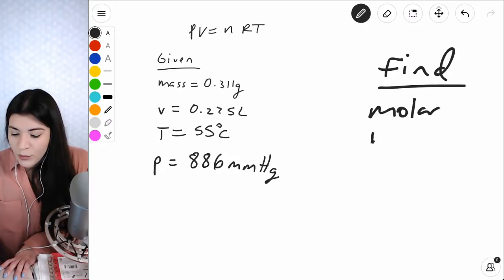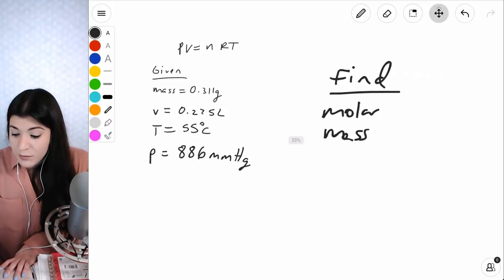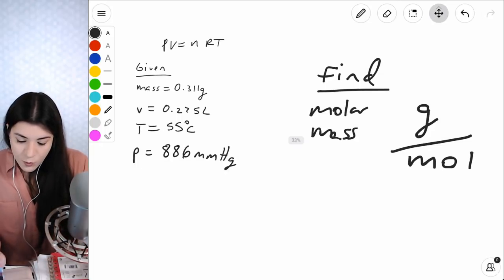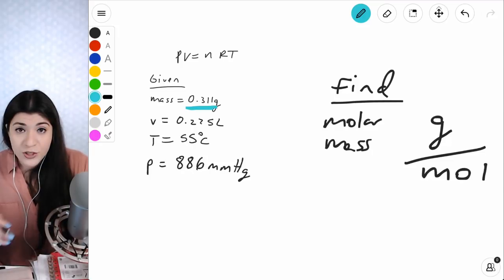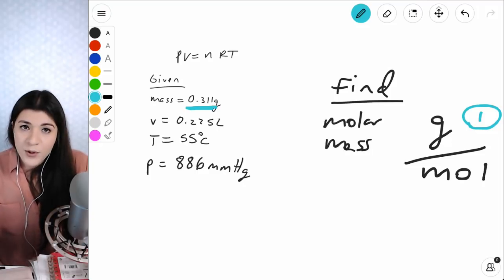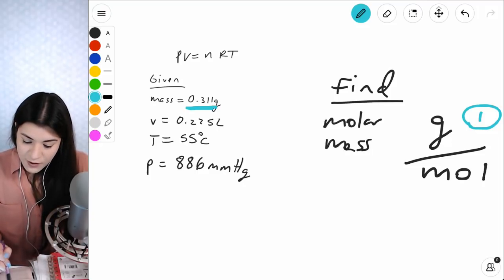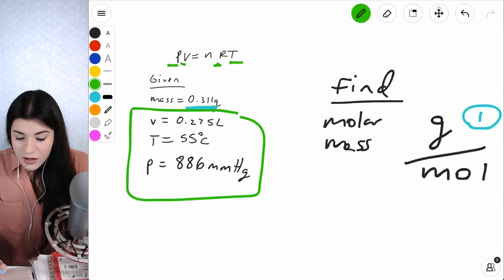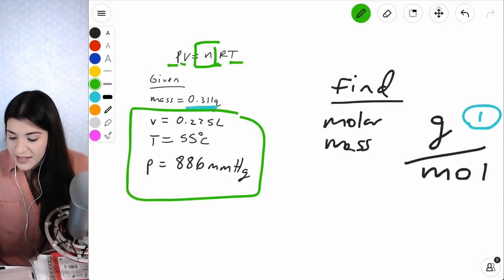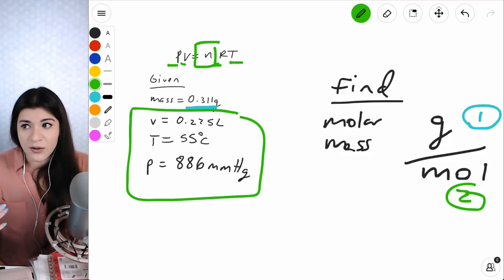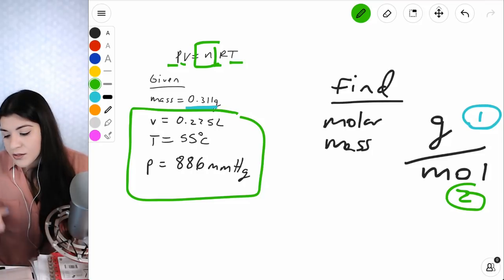Just to remind you, molar mass is referring to grams divided by moles, okay? So let's go back to what we're given, and we're already given that grams portion, so this first part is done. There's no need to do anything with that grams. You don't have to change it to moles. Instead, with all the other information that we have, we're going to plug it into PV equals nRT, and the only thing that we don't have is the moles. So we're going to find the moles, and then at the very end, we're going to divide the grams that was initially given by the moles that we found using the ideal gas law, PV equals nRT. Okay, so that's the whole process.